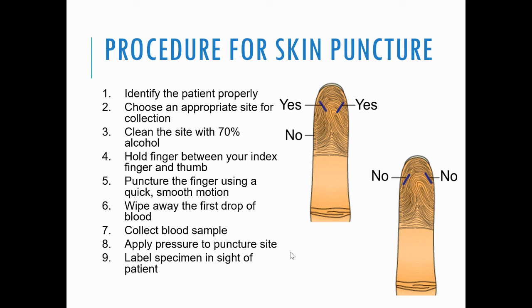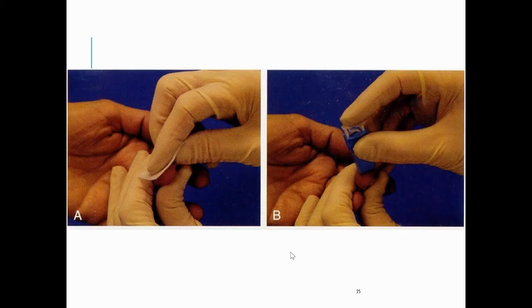Now, puncture the finger using a quick, smooth motion. Be quick when you puncture, because the lancet causes the most pain of all the steps. If you think the puncture hurts, it really does. Skin puncture is the most painful because you feel the pain, though it is small. Now, wipe away the first drop of blood, collect the blood sample, apply pressure to the puncture site, and label the specimen in front of the patient.